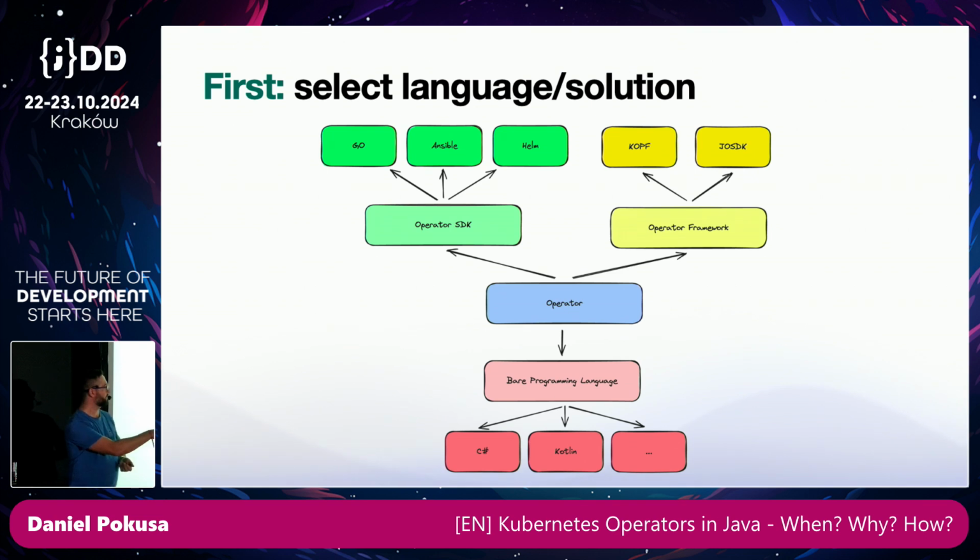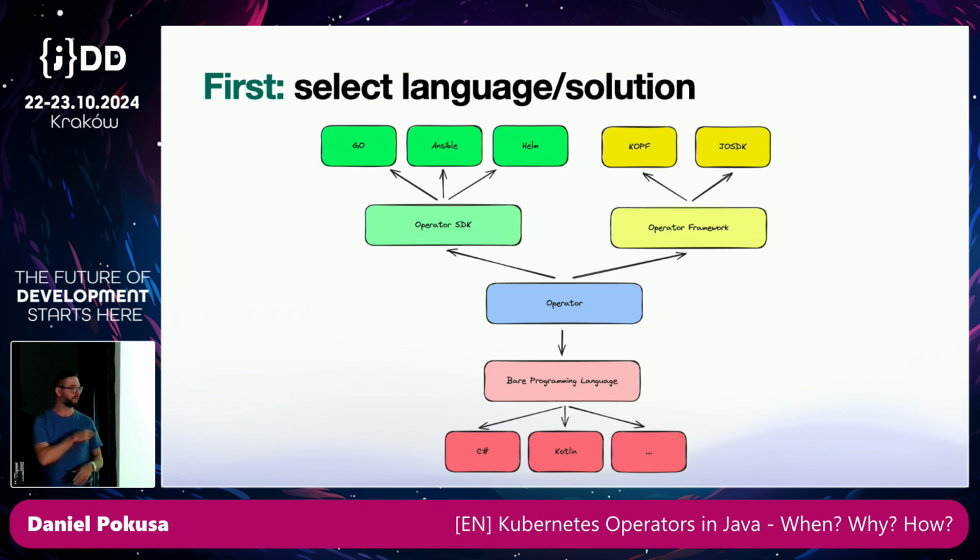The second way is to use an operator framework, and there are two operator frameworks: KOPF, Kubernetes Operator Pythonic Framework. This one is for Python, and JOSDK, Java Operator Software Development Kit. And we will focus on that in a second.